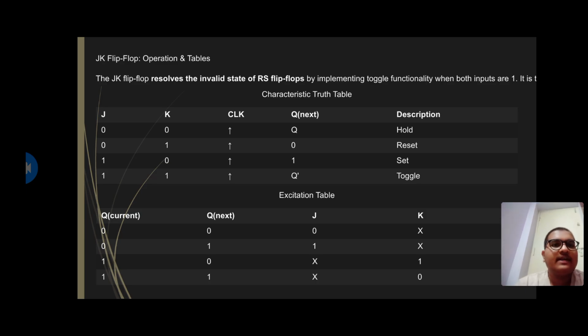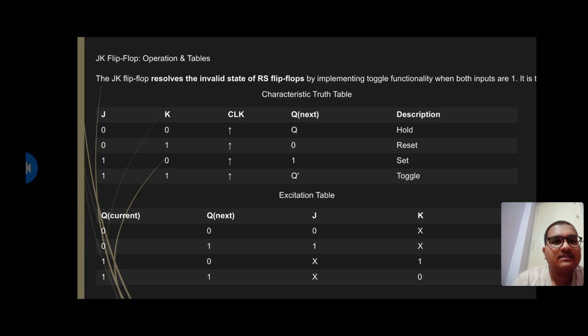Now, Q current and Q next excitation table. Q current, Q next, J and K. When Q current is equal to 0 and Q next is equal to 0, J is equal to 0 and K is equal to X. When Q current is 0 and Q next is 1, J is going to be 1 and K is going to be invalid. Like X is nothing but invalid case. So Q current is 1 and Q next is equal to 0, then J is going to be invalid and K is going to be 1.